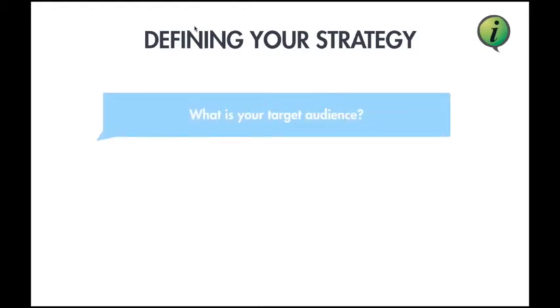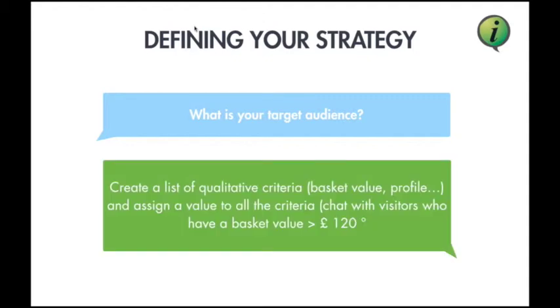The first would be, what is your target audience? What kind of contacts do you consider quality contacts? What you need to be doing is creating a list of qualitative criteria. So that could be the profile, it could be the basket value, the amount of pages that the visitor has been on your website. And then you need to assign a value to each criterion. So chat with visitors, for example, who have a basket value which is more than £120, or send a chat invitation to visitors who have been on this page for more than 2 minutes.